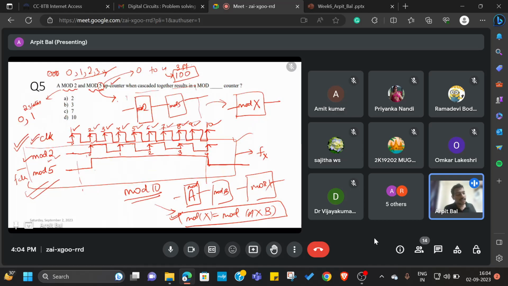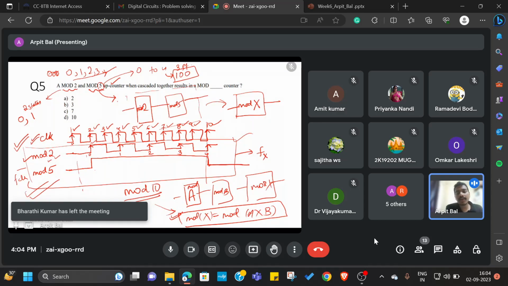The next question was related to cascading of two counters. One counter was a mod 2 counter. Whenever anything mod n is written, it means it will have n states. So mod 2 means 2 states, 0 and 1. Mod 5 means 5 states, 0, 1, 2, 3, 4. And because the terminal state was 4, 4 needed 3 bits for representation. So that was just a trivial question. 4 can be represented as 1, 0, 0, and that's why we needed 3 flip-flops.